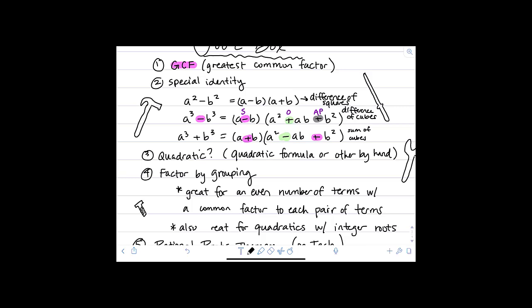Okay, so let's talk about the next strategy, which would be what happens if you have something that's like a quadratic. And I don't want to say just quadratic, because it could also be quadratic type. Okay, so let me clarify what a quadratic type is. Quadratic type is something like, for example, x to the fourth plus 2x squared plus 1.